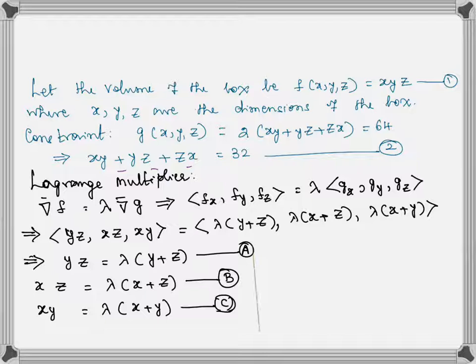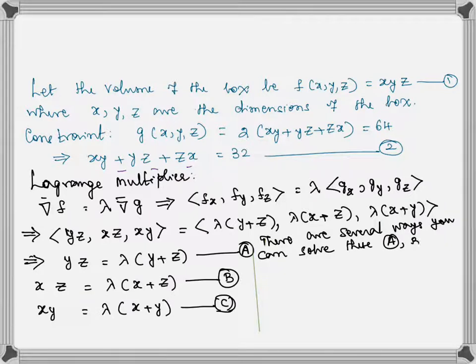Now we are going to apply a method where we subtract B from A and get one relation, and in the same way C from B and get another relation. There are multiple ways by which you can solve these three equations, A, B and C. I'm going to consider A minus B.